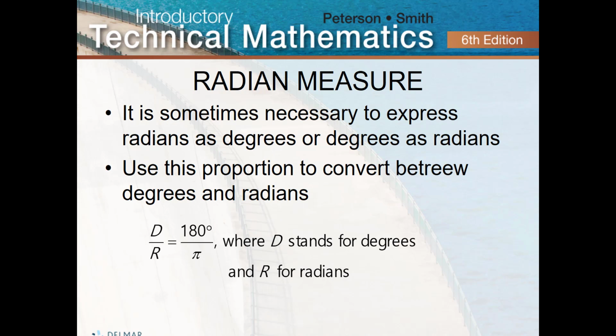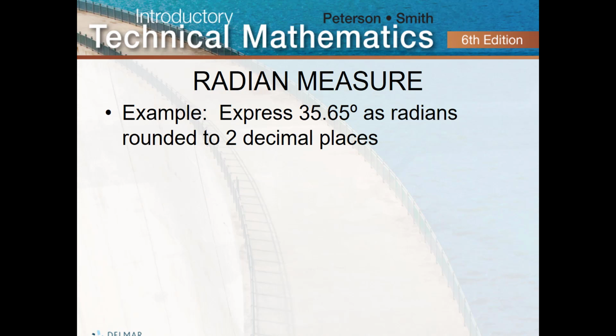All right, again, standard substitution, it's a proportion, easy to calculate. If you know the degrees, you can find the radians, and if you know the radians, you can find the degrees. So it says express 35.65 degrees as radians, rounded to two decimal places. So let's take a look at what that is.